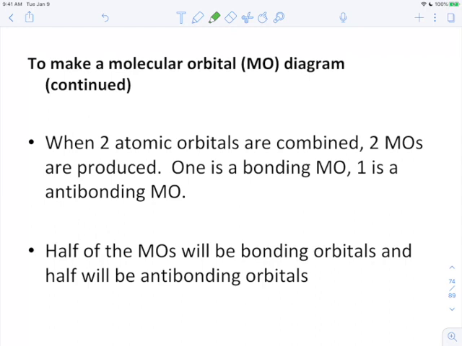So what that means is in any given MO diagram, you should always have the same number of bonding and antibonding orbitals. So if you've got 4 bonding, you have 4 antibonding. So what it says below is half of your MOs will be bonding and half will be antibonding.